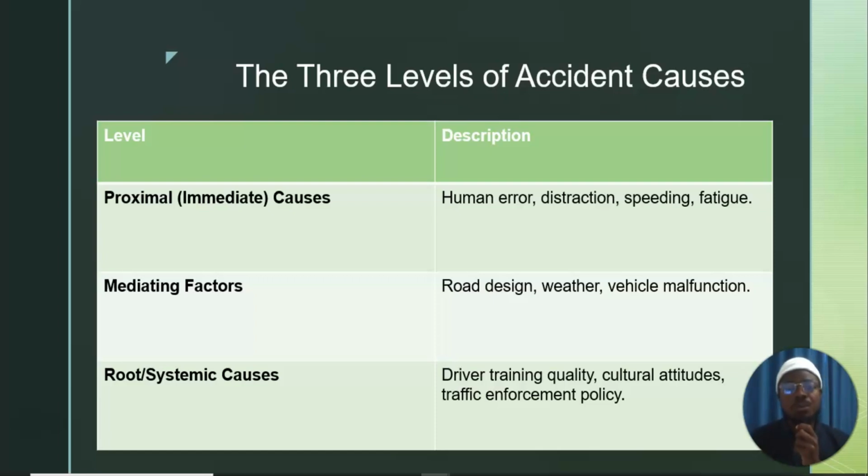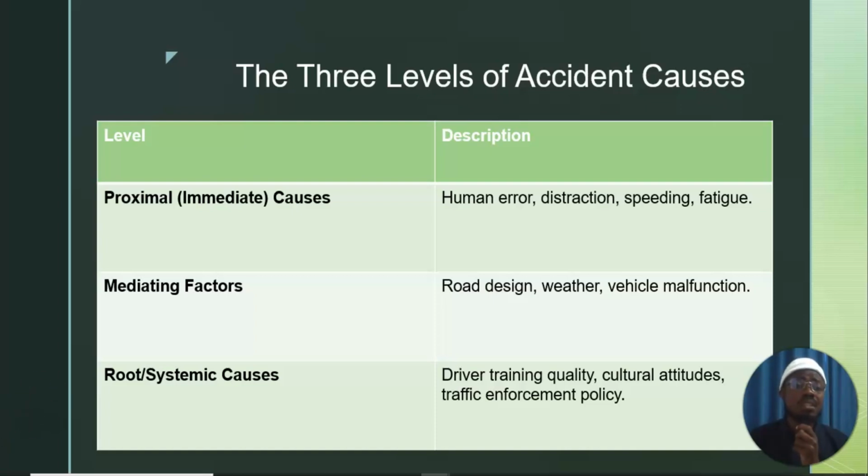Not just the human error, we also have distraction, speeding, and fatigue, some of which, along with the other descriptions here, can fall under human error. So that is the first level of the cause of accident.